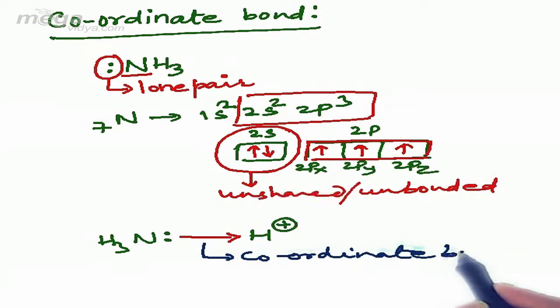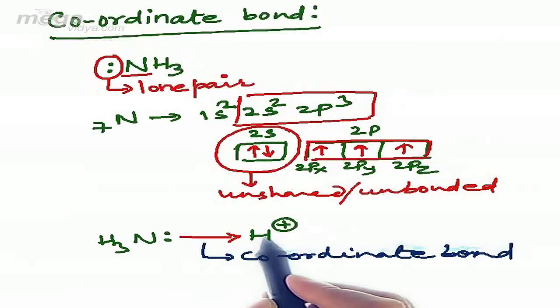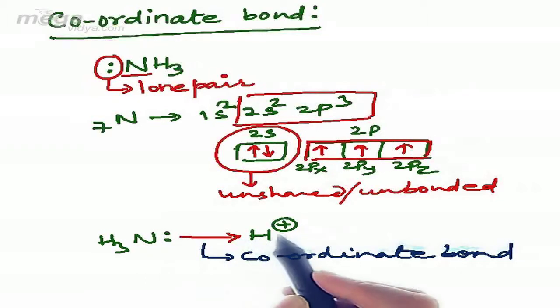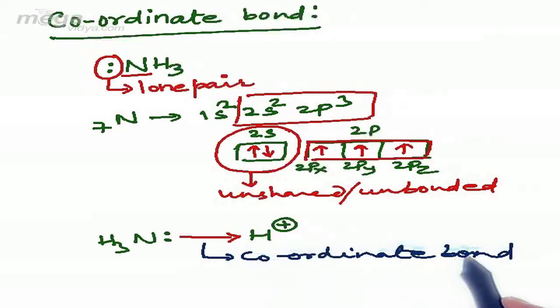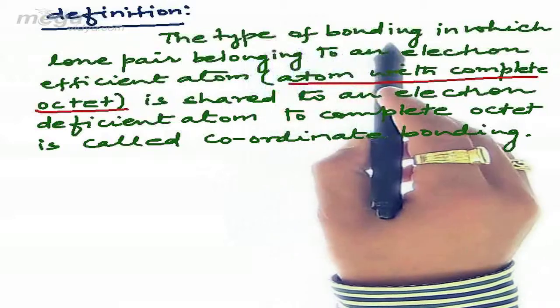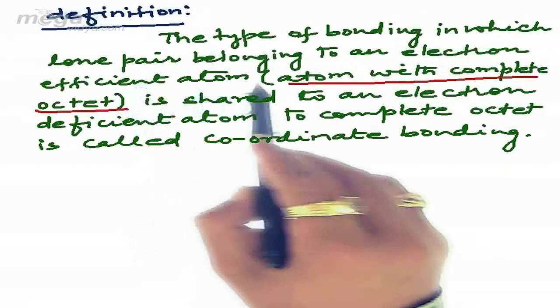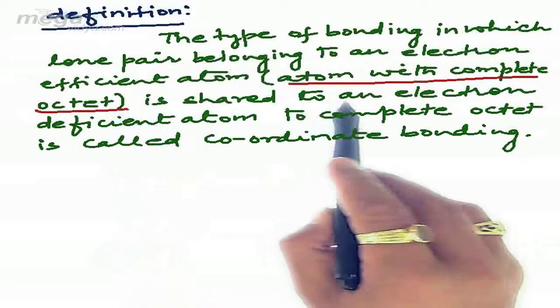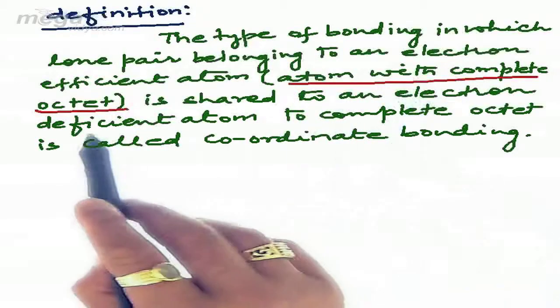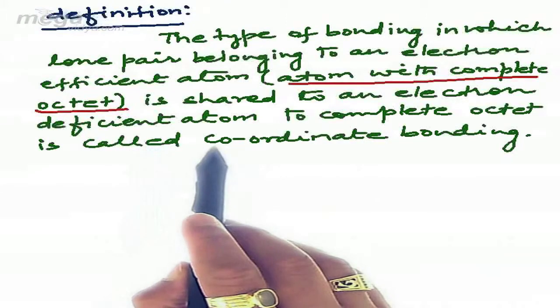So for the purpose of definition, we can say that the type of bonding in which a pair of electrons belonging to an electron efficient atom is shared with an electron deficient atom to become stable is called a coordinate bond. So we can define coordinate bonding as the type of bond in which a lone pair belonging to an electron efficient atom, meaning whose octet is complete, is shared with an atom which has a deficiency of electrons to complete its octet, and that type of bonding is called coordinate bonding.